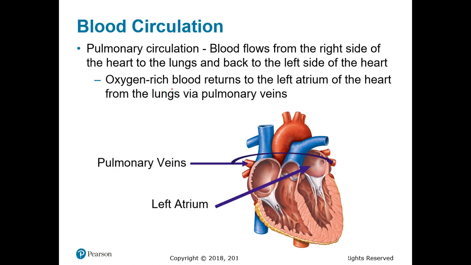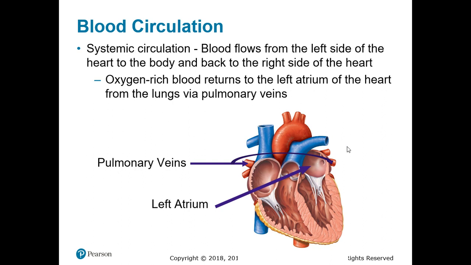Then that oxygen-rich blood returns to the left atrium, which is over here on this side, through the pulmonary veins. So here, my pulmonary veins are right here and right here. Notice that pulmonary veins are red because they are oxygenated. So again, oxygen-rich is indicated by red.